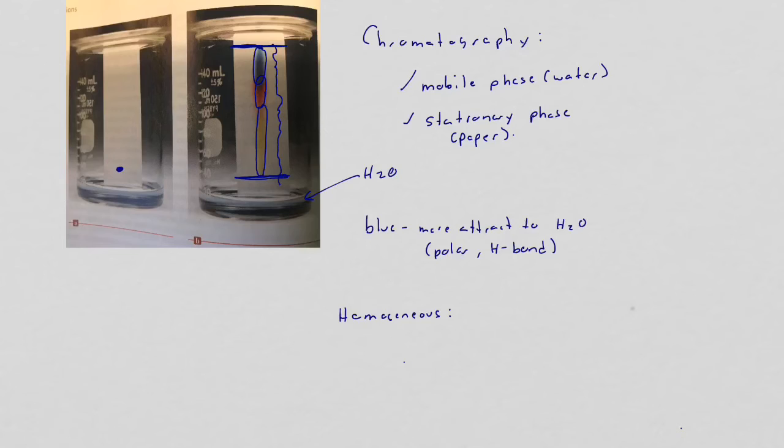Whichever thing travels the furthest is more attracted to the mobile phase and has more in common with it. So if the mobile phase is water, then the blue stuff in this particular picture, which traveled the furthest with the water, is probably capable of hydrogen bonding with the water molecules and might be more alike in structure to the water than it is to the paper. The yellow stuff, which is more attracted to the stationary phase, is more like the paper.